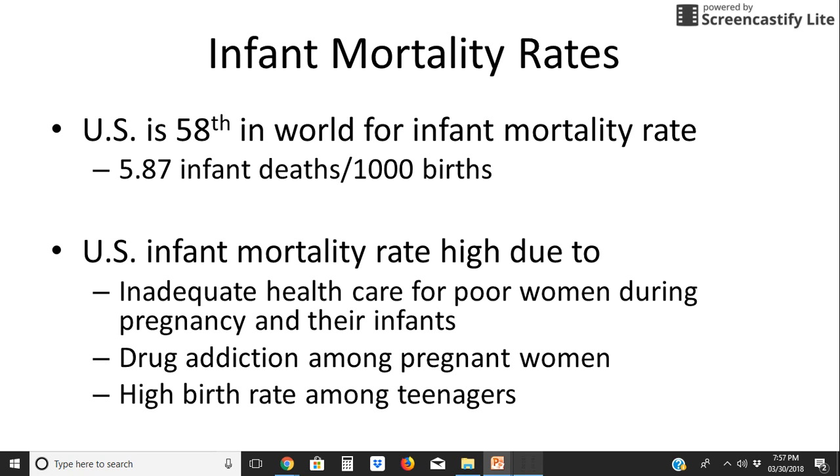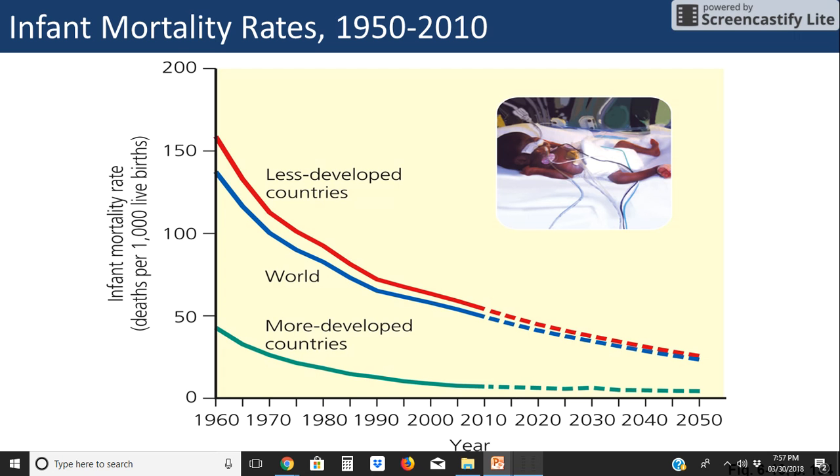And we've talked about it before, but the US is, you know, not very impressive when it comes to infant mortality rate. We have almost 6 infant deaths per 1,000 births, which is not very good, especially thinking about the country that we live in. And it's high due to a few things: inadequate health care for poor women during pregnancy, and then afterwards with their infants, drug addiction among pregnant women, and then teenage pregnancy. And the infant mortality rates are dropping, so that's good news.